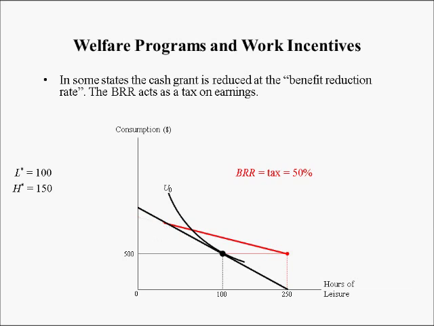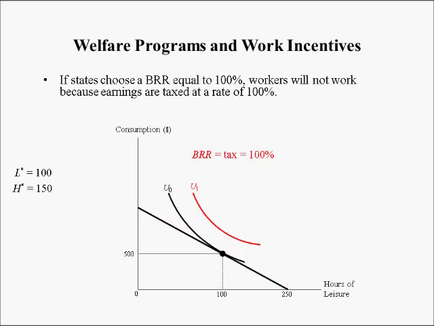Given this budget constraint, a low-income single mother might end up working 100 hours. This person is choosing 150 hours of leisure if this person has 250 hours total in a month to split between leisure and work. Now let's compare that to a scenario where states choose a benefit reduction rate equal to 100%. In this scenario, workers will not work because earnings are taxed at a rate of 100%. Let's compare this to the previous.